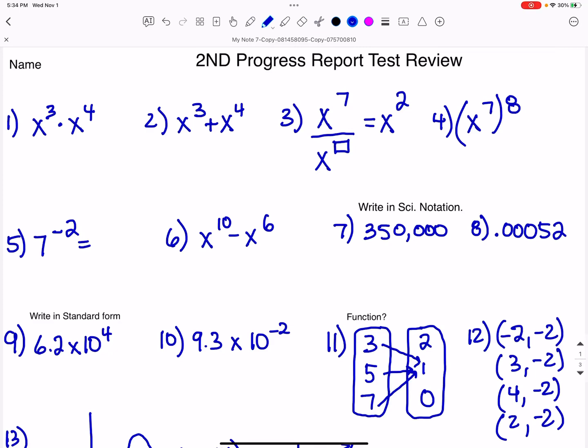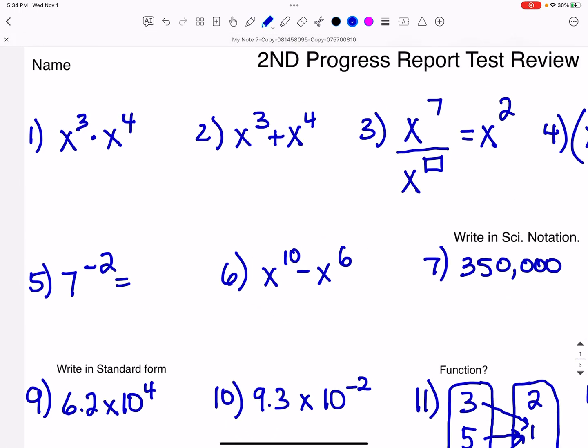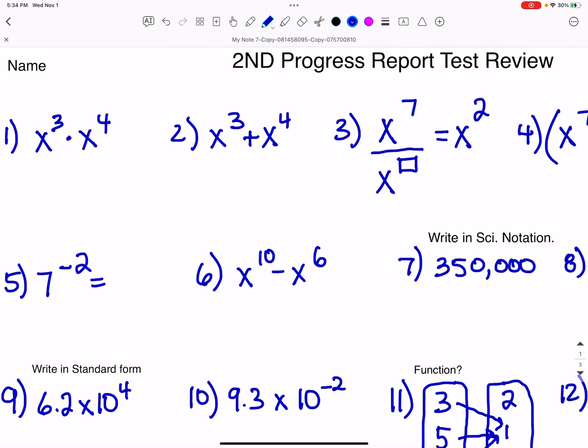Okay, here we go. Going pretty fast. A lot of questions. X to the third plus x to the fourth. We do one level less than multiplication, which is addition. So we're just going to put x to the seventh power. We're just going to add them.